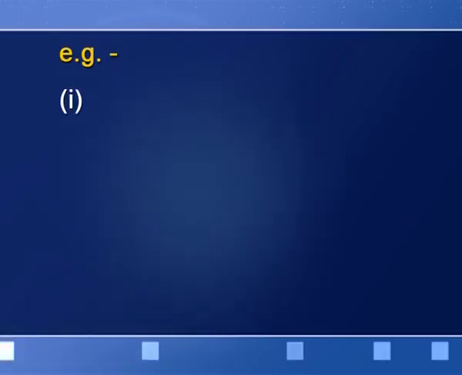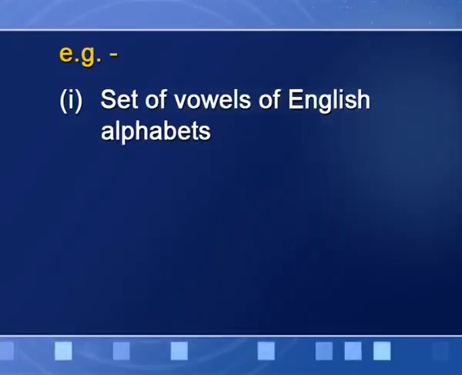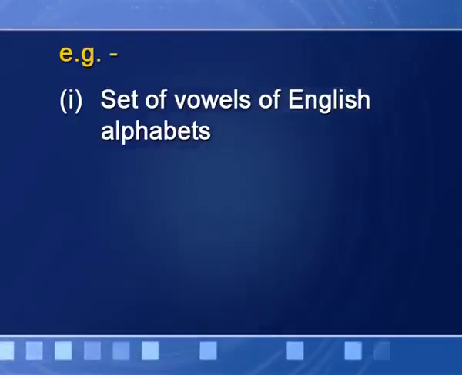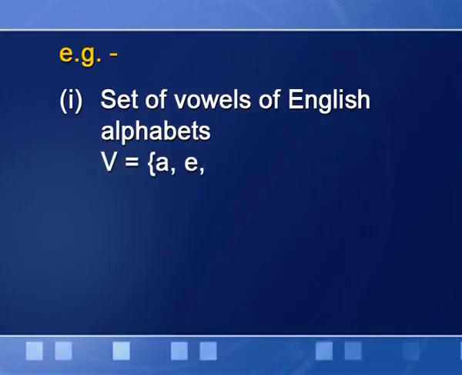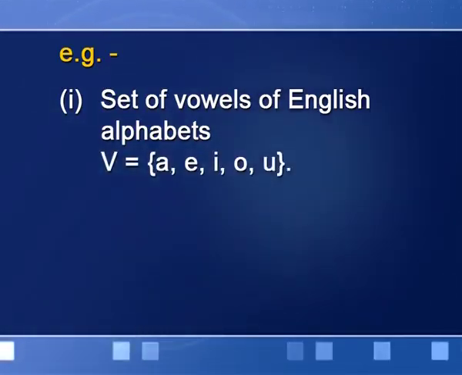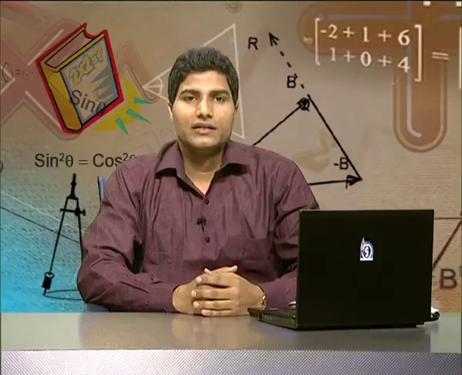For example, the set of vowels of English alphabets. Friends, we know that we have 5 vowels: A, E, I, O, U. If we separate these vowels using commas and enclose those vowels within curly brackets, that will form a set, and such a representation will be roster form, which is also known as tabular form.